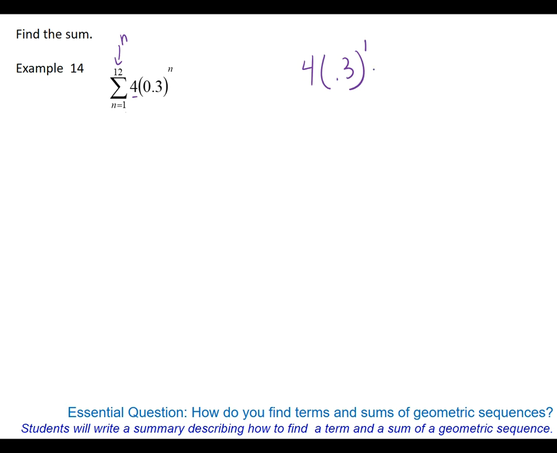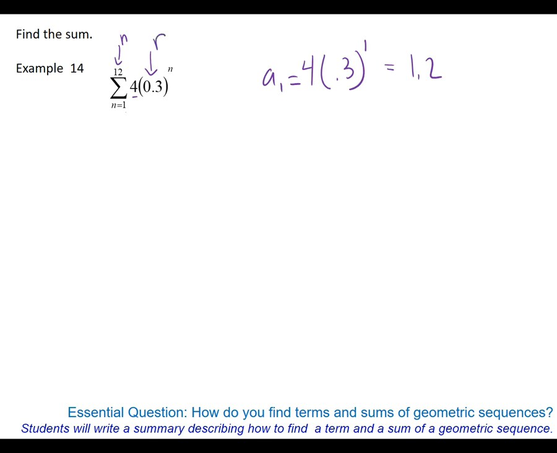Go ahead and put that in your calculator. 4 times 4. Again, 1.2. So that is your first term. There's your a sub 1. And what's the ratio? It's still nice. 0.3 is still the ratio.